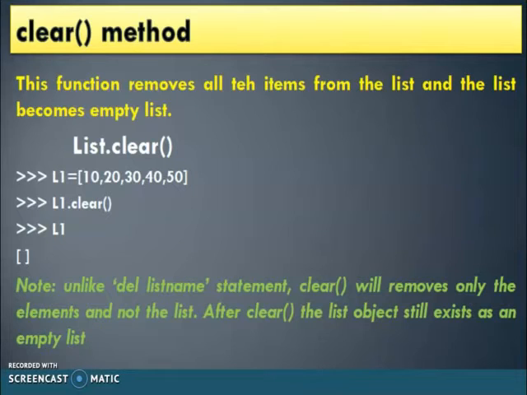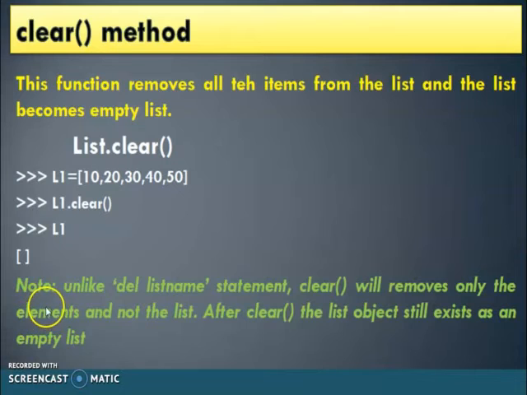See children, the list is not deleted. After removing all the elements, the list will be an empty list. That means the empty list exists. See, this is the syntax, list.clear. Then L1 is equal to 10, 20, 30, 40, 50. L1.clear means all the elements are removed. Then when you print L1, you will get an empty list.